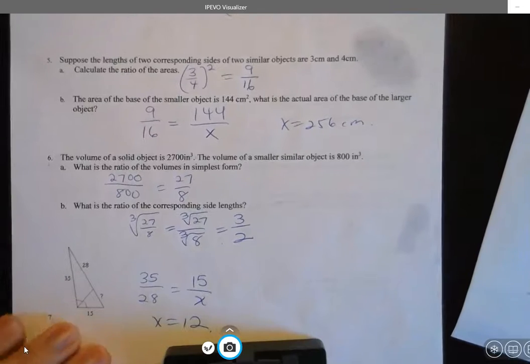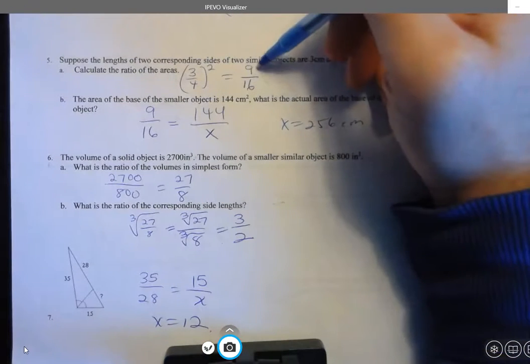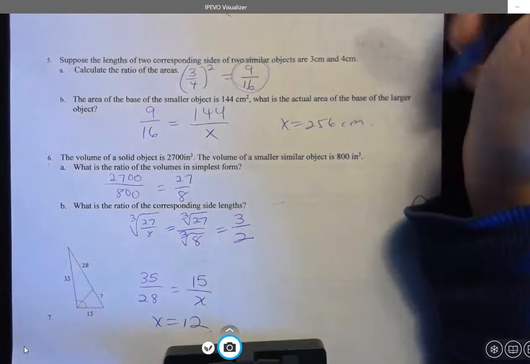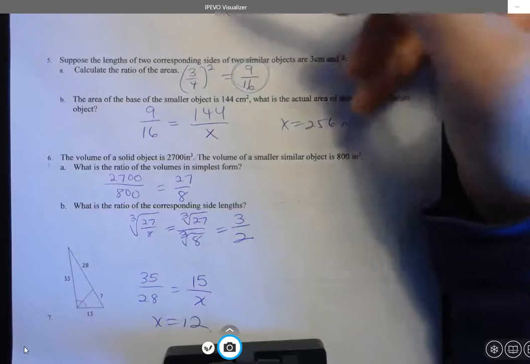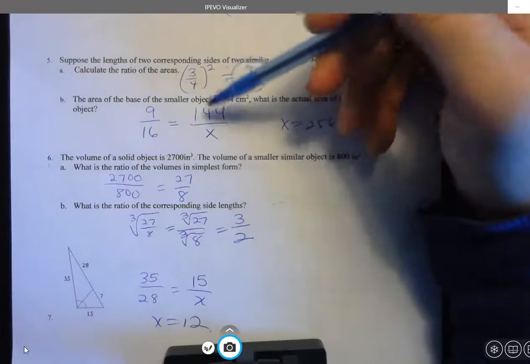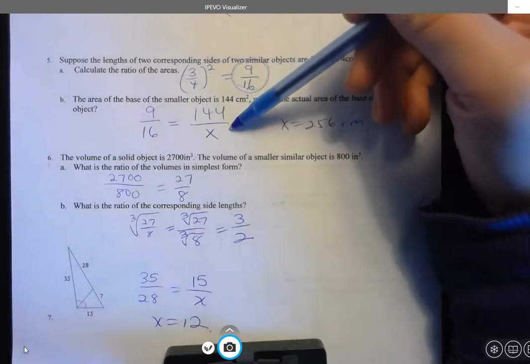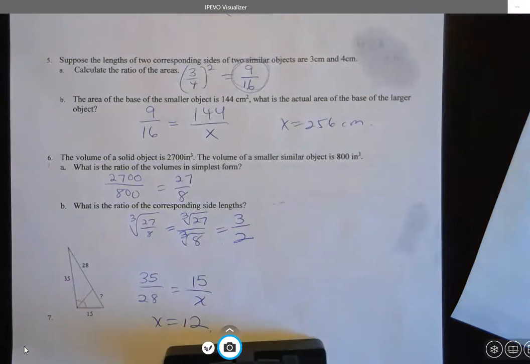Okay, here's 5. So if the side ratio is 3 to 4, that makes the area ratio 9 to 16. This one might have had the wrong answer marked at first. So 9 over 16, because you square them. Then 9 is to 16 as 144 is to x. Cross multiply, 256.